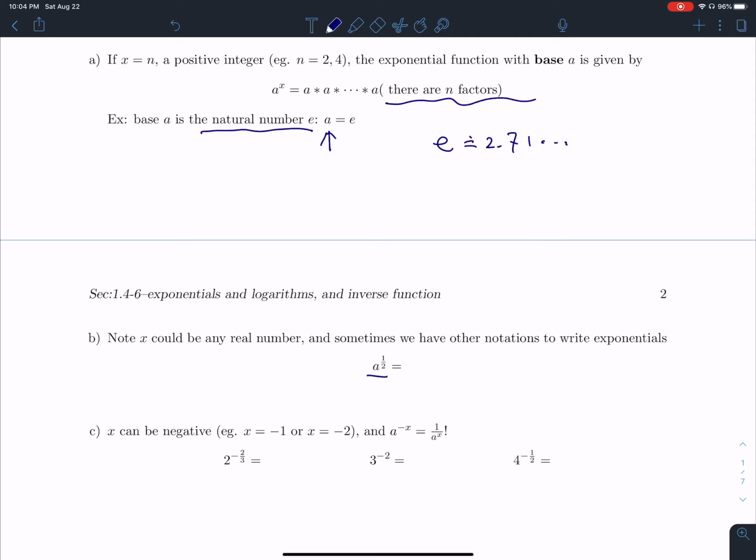For example, this is a to the power 1/2, and we have a different way to write it. Yes, it is exactly the square root of a. So for example, if a equals 4, then 4 to the power 1/2 is just the square root of 4, which is 2. All right, so that's easy.